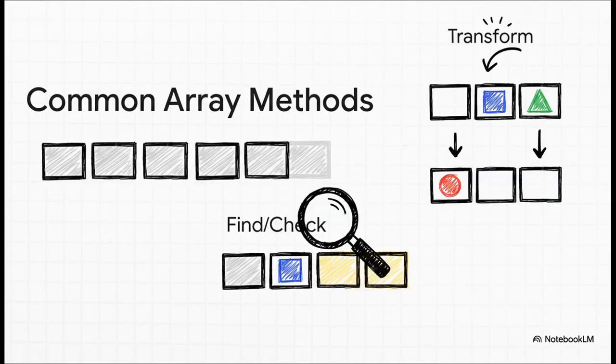But really, an array is way more than just a container. It's all about how you interact with it. You've got methods to add or remove items from either end, like push and pop. You've got tools to find stuff inside, like includes. And maybe most powerfully, you have these incredible methods like map, filter, and reduce that let you completely transform the entire collection into something brand new, usually without even touching the original.